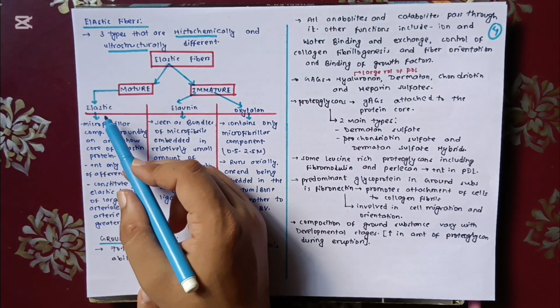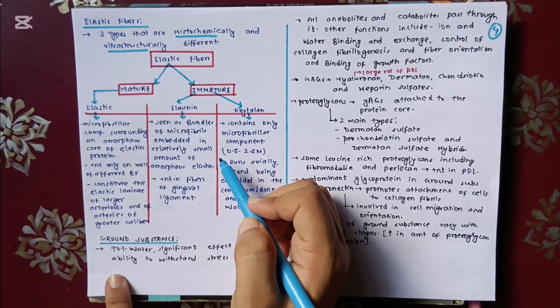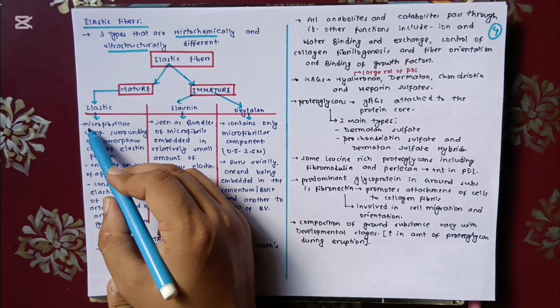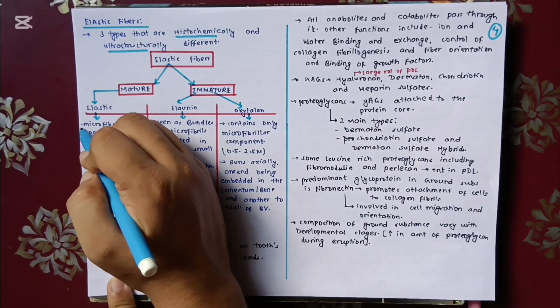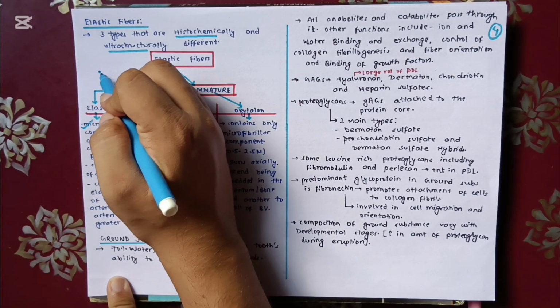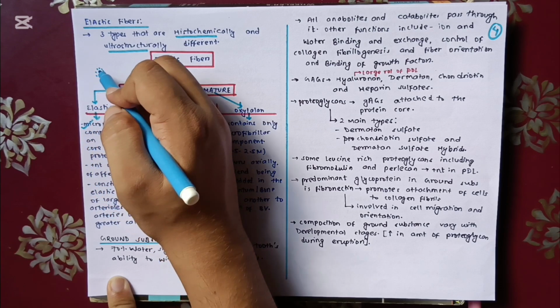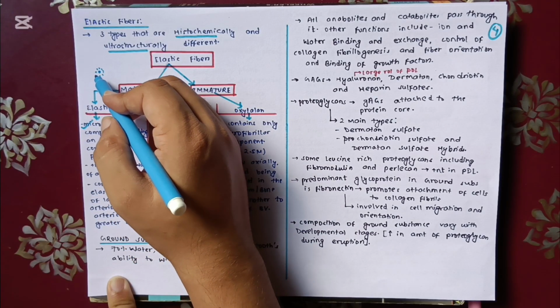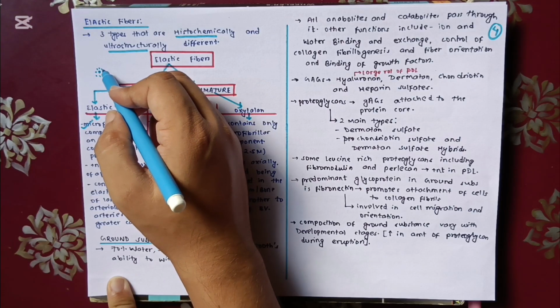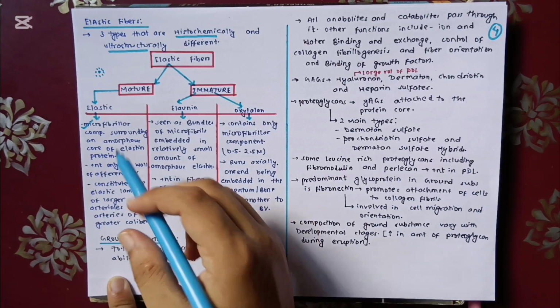As I have written here, this I have taken from Orban's; there is a table in Orban's, and I have written the same thing here. In the first point, a microfibrillar component surrounds an amorphous core of elastin protein. Elastin is a protein that makes the core, and around the core, in the periphery, there is the microfibrillar component. That is the elastic fiber.